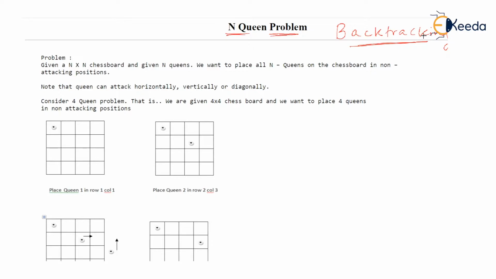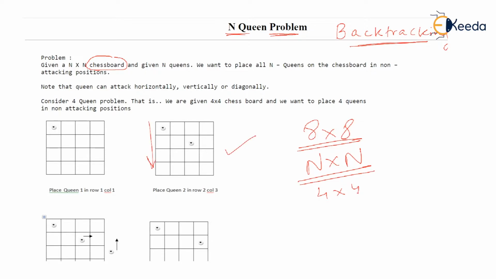Now in this problem we are given a chessboard which has n rows and n columns. Now I know that a chessboard is always 8 rows and 8 columns, but we have generalized the problem. Instead of saying that we have a chessboard of 8 by 8, which is usually so, we will say we have n rows and n columns in the chessboard. So we can have a chessboard of size 4 by 4. As shown in the picture, there are 4 rows and there are 4 columns.